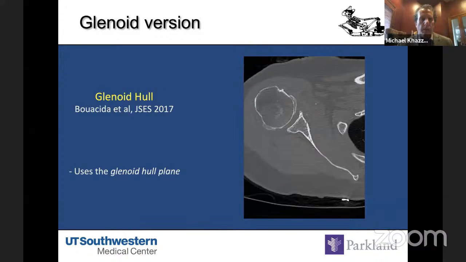The glenoid vault method, which is more recently described in JSES in 2017, uses the glenoid vault to assess the deformity, as depicted by this line here. And it gives a better representation of actually what's occurring through the glenoid vault and may provide a better estimate of the actual and true intermediate glenoid version.